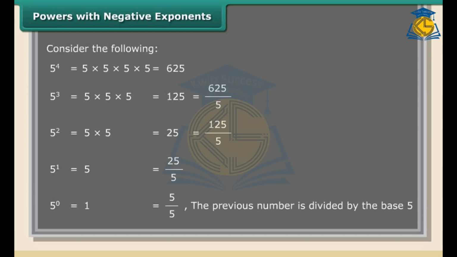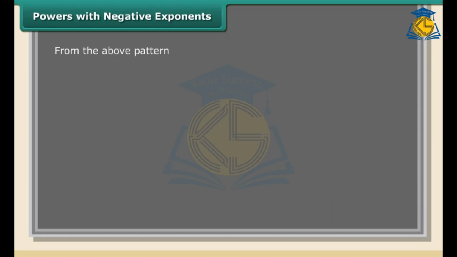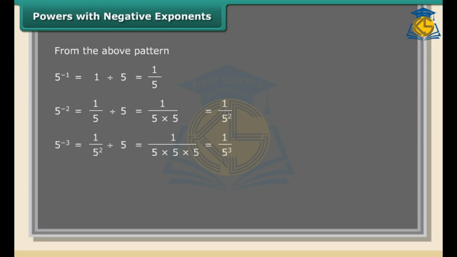The previous number is divided by the base 5. From the above pattern, 5^-1 = 1 divided by 5, which is 1 upon 5. 5^-2 = 1 upon 5 divided by 5, which is 1 upon 5 × 5, which is 1 upon 5 square. 5^-3 = 1 upon 5 square divided by 5, which is 1 upon 5 × 5 × 5, which is 1 upon 5 cube.